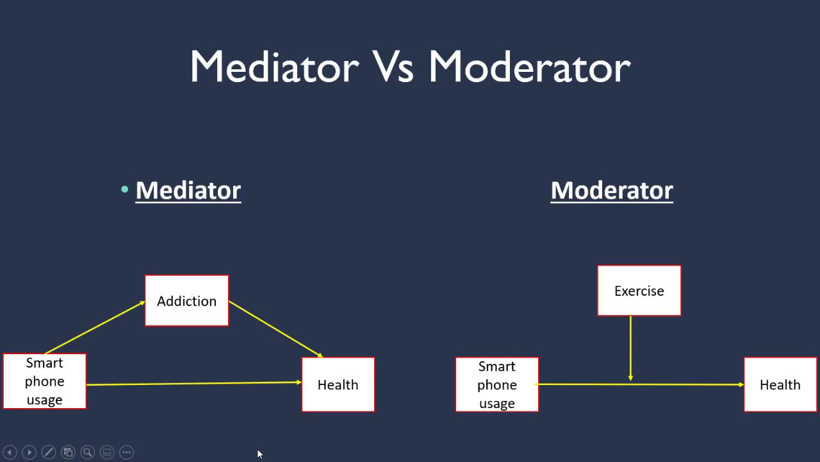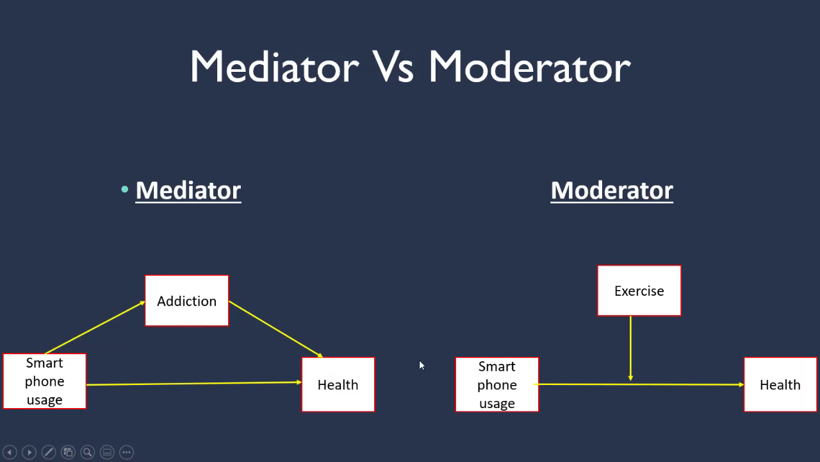So in this example, you can see we have the IV smartphone usage and its impact on health, and then we have the mediator, addiction. So it means that the impact of smartphone usage on health is because of the addiction. Smartphone usage leads to smartphone addiction, and then this addiction actually leads to health effects.